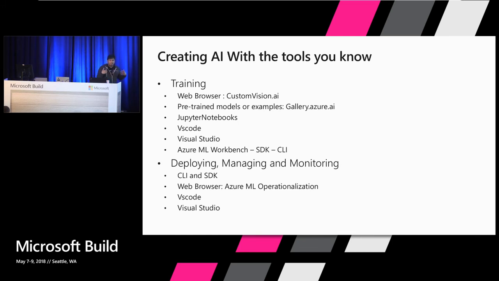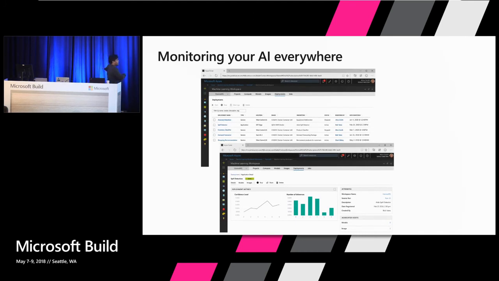You can also look for pre-trained models or examples that we have. Go to gallery.azure.ai. We have example solutions for both vision as well as anomaly detection and so on. You can train it with Jupyter Notebooks, VS Code, Visual Studio, or the Azure ML Workbench that I showed you. Then you can deploy it with CLI and SDK, or with a web browser, VS Code and Visual Studio. After that, you should be able to monitor it as well. You go into our system, and you're able to see all the different models that we have deployed, and you get information about those models. As you go on and collect this information, you will be able to get even better results with your models.